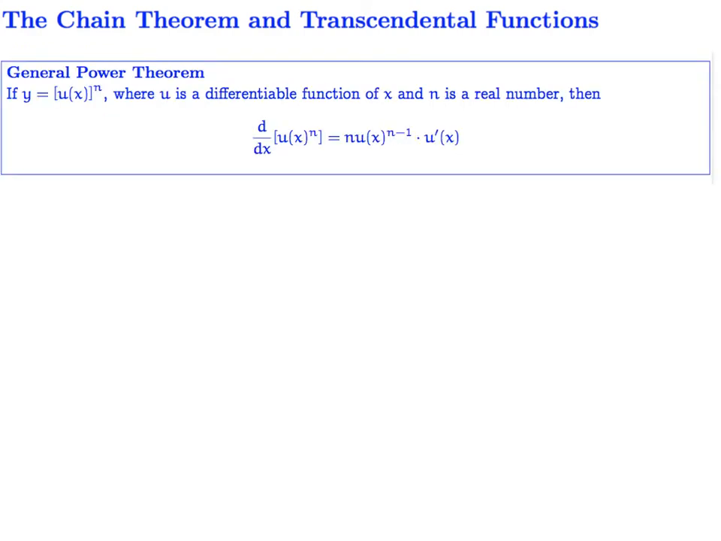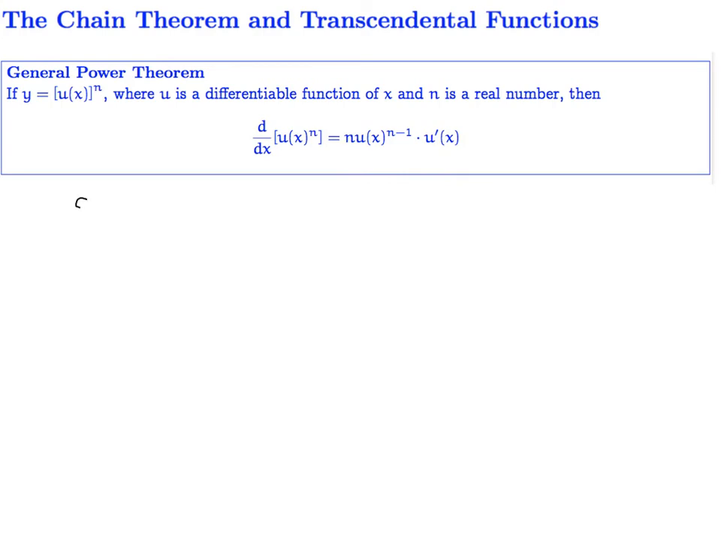Now, one of the things you may have noticed is that we went pretty quickly in the case that we had just simple functions raised to number powers. And this is called the general power theorem. As long as you have a function raised to a number n, where n is a real number, then you can compute the derivative pretty quickly and easily without having to go through a lot of steps in between.